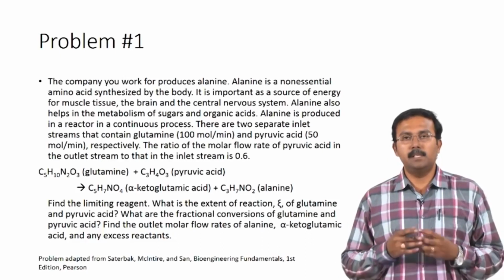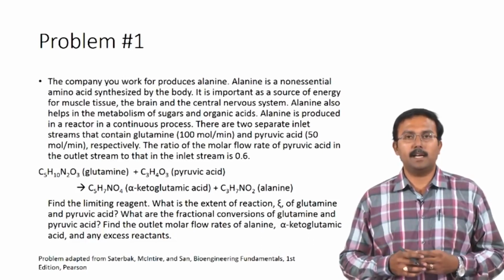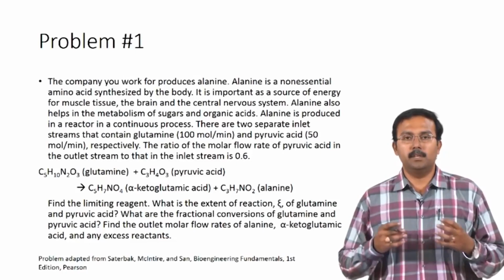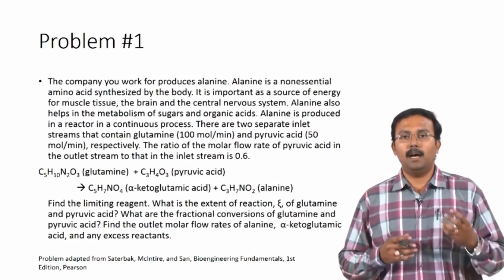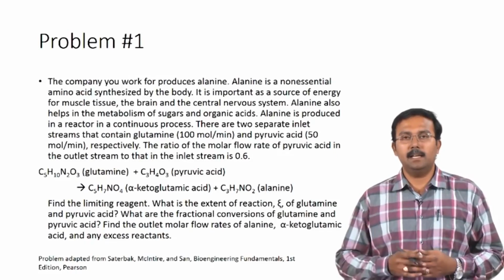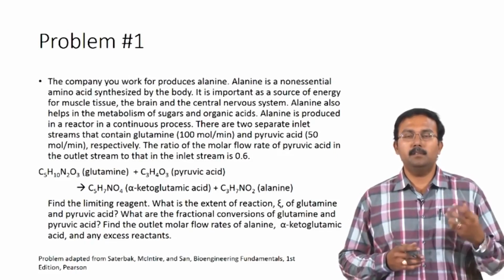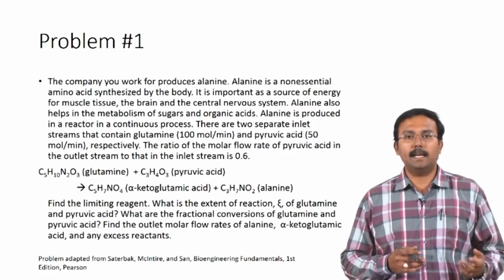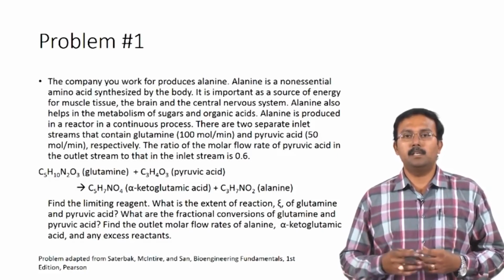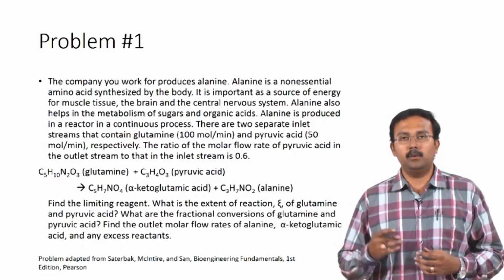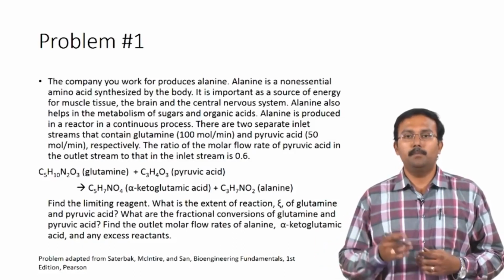So, this is a simple single unit process with a single reaction. Here it is a reaction where glutamine reacts with pyruvic acid to form alpha ketoglutaric acid and alanine, and we have also been given the molar flow rates for the reactants glutamine and pyruvic acid. We have also been told the ratio of the outlet to inlet streams for pyruvic acid.